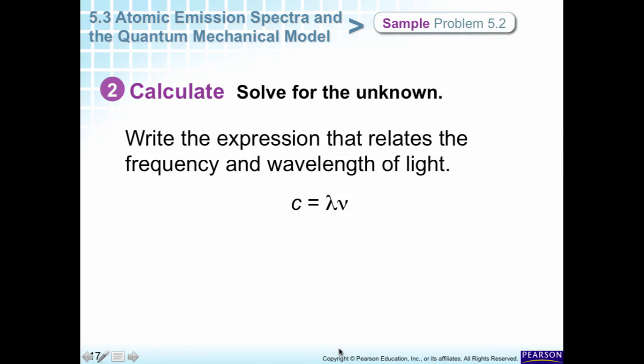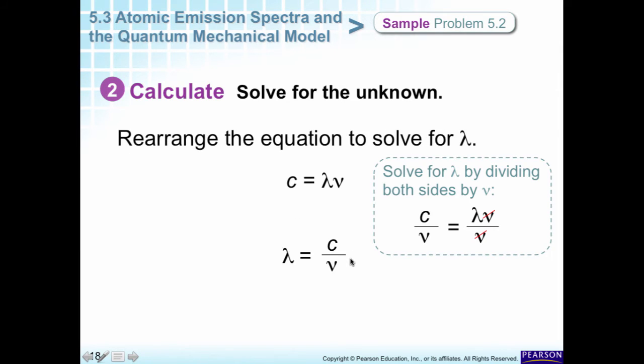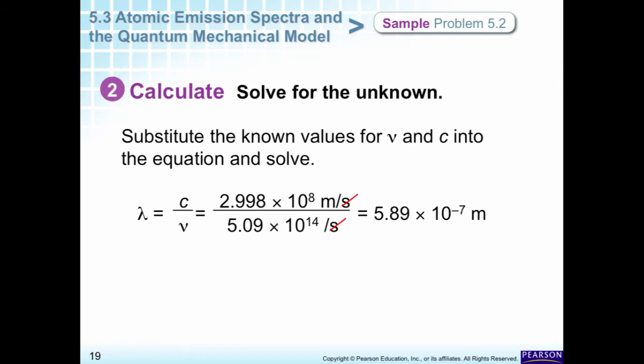So we look at our equation, c equals wavelength times frequency. We know c, and we know this, we want to find this. So we are going to divide both sides by nu, as shown in this slide. So our new equation is wavelength equals c over nu, or c, speed of light, divided by frequency. We substitute in the information.